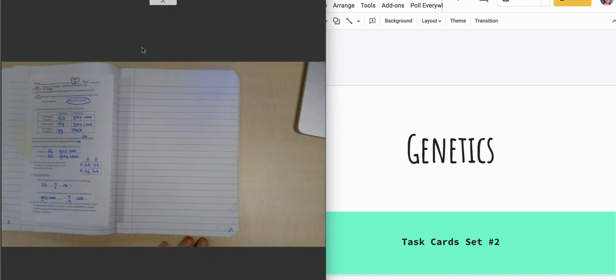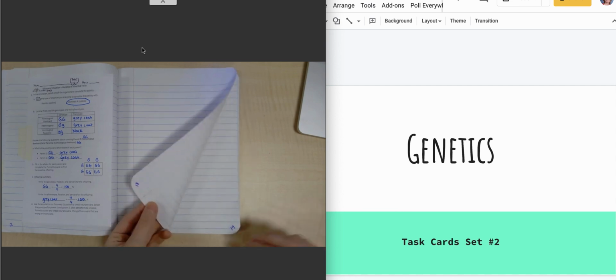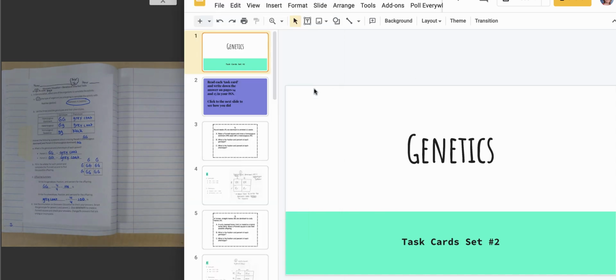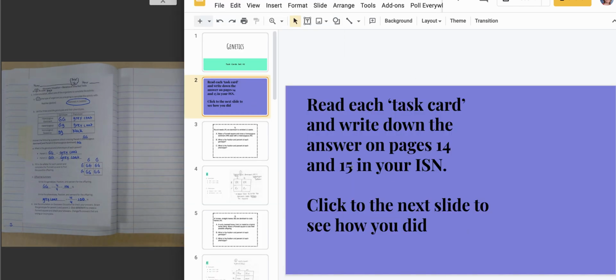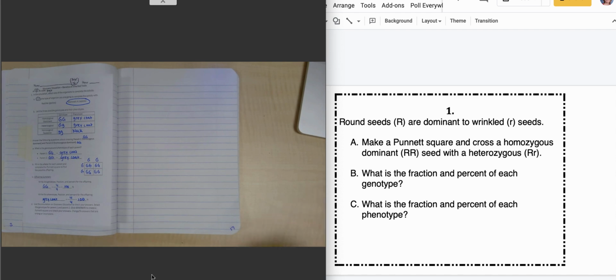So we're going to be on page 17 in your interactive science notebook. You're probably going to need to go on to the other pages because of showing your work. So if we're looking at this genetics task cards, and this should actually say page 17, you're going to click to see how you did. And so let's do this first one together.